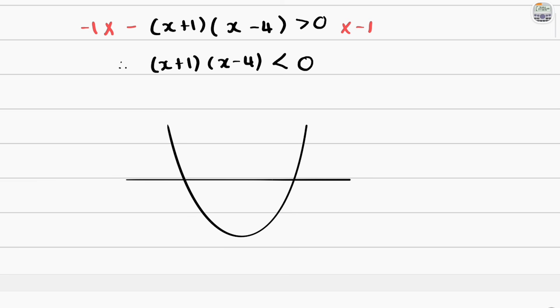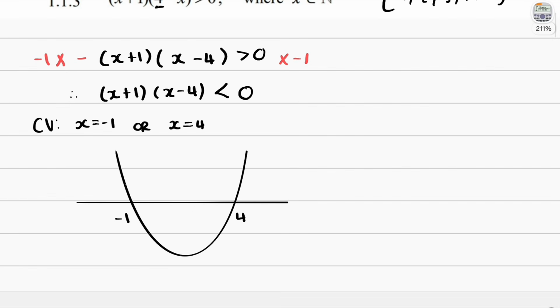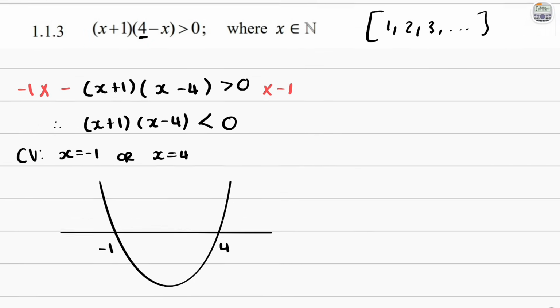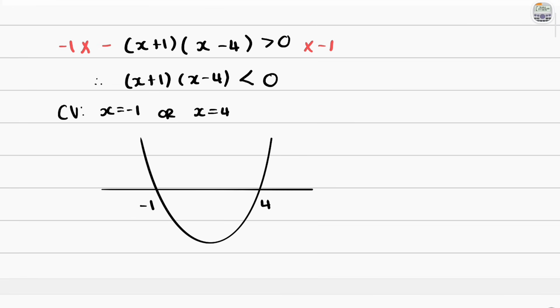And so our critical values, we're going to have to set those down. What are these x values over here? You simply find your critical values by equating these to 0. You're going to look at it as if this inequality says this is equal to 0. So you would say x plus 1 equals 0, therefore x is equal to negative 1, or x is equal to positive 4. So your critical values are negative 1 and 4. And now the question is, for which values of x, specifically where x is an element of natural numbers, we'll keep that in mind, for which values of x will this graph be less than 0?